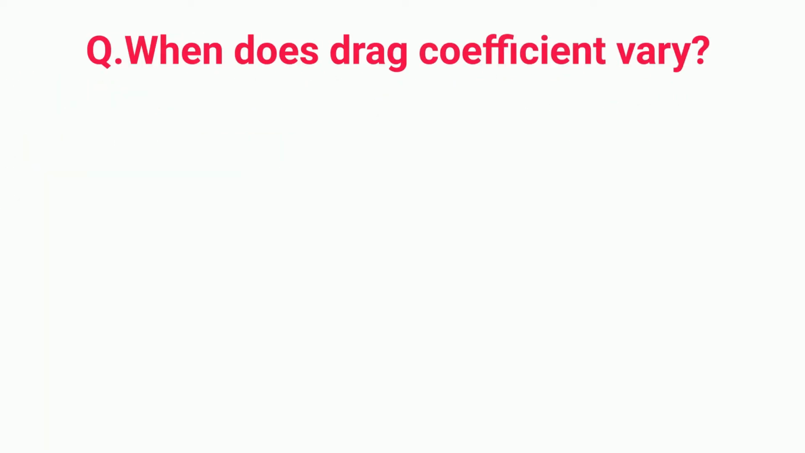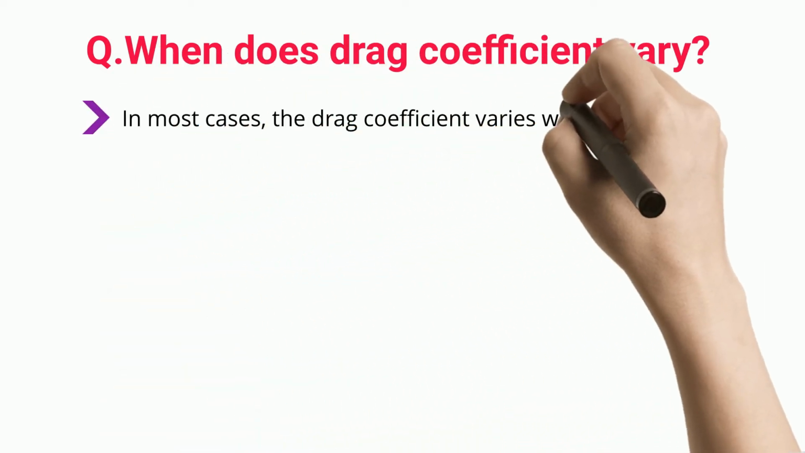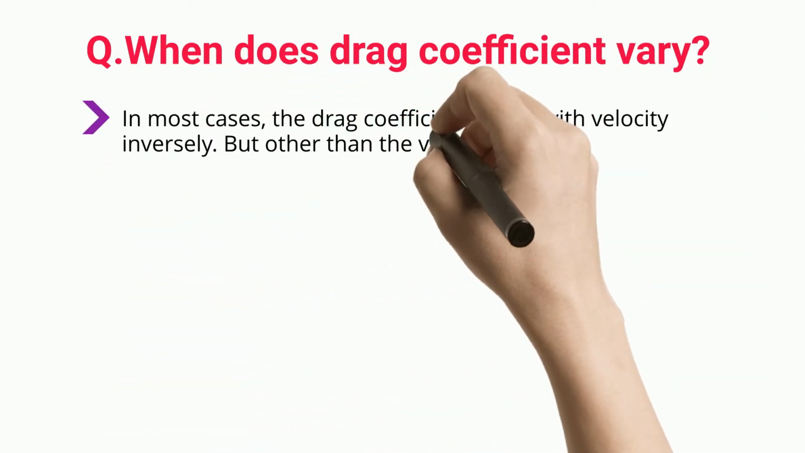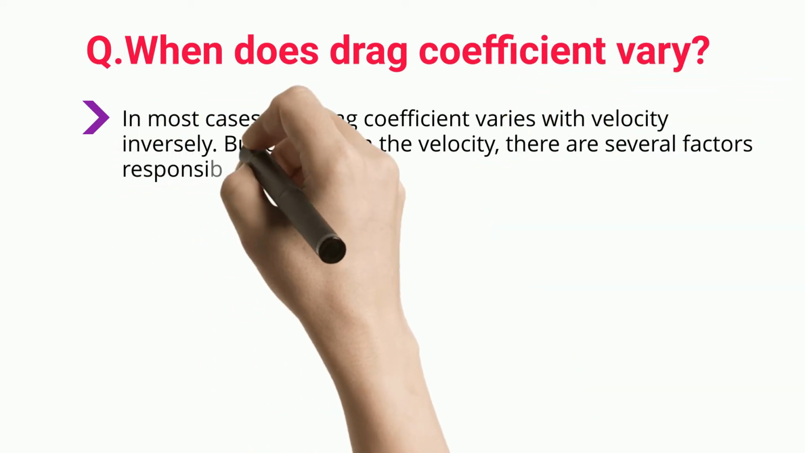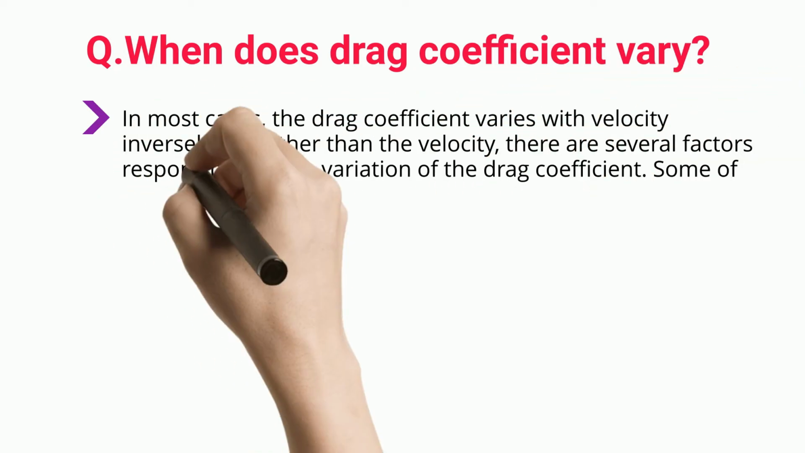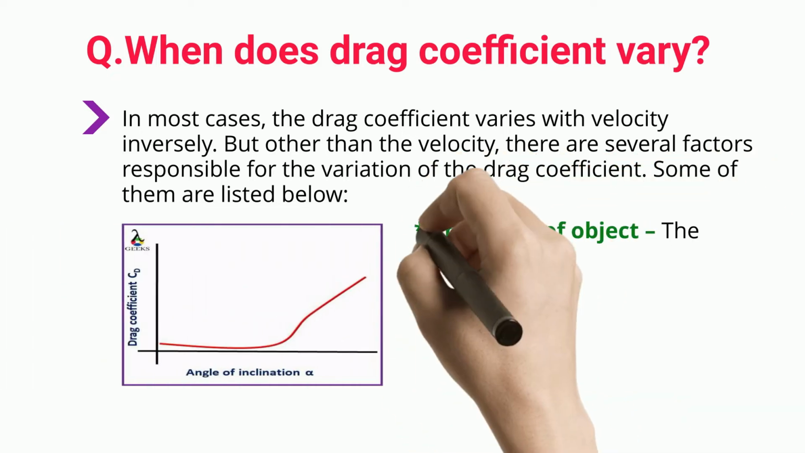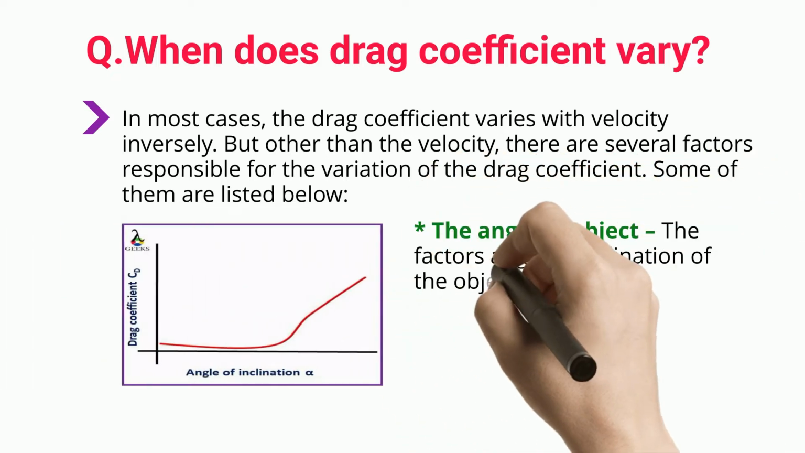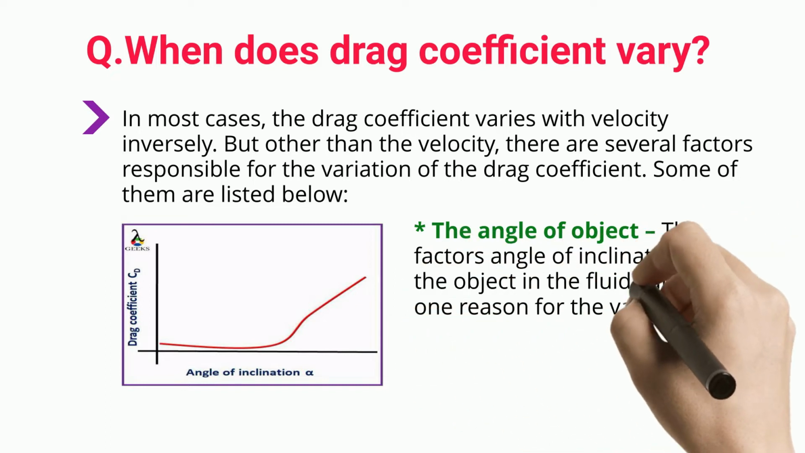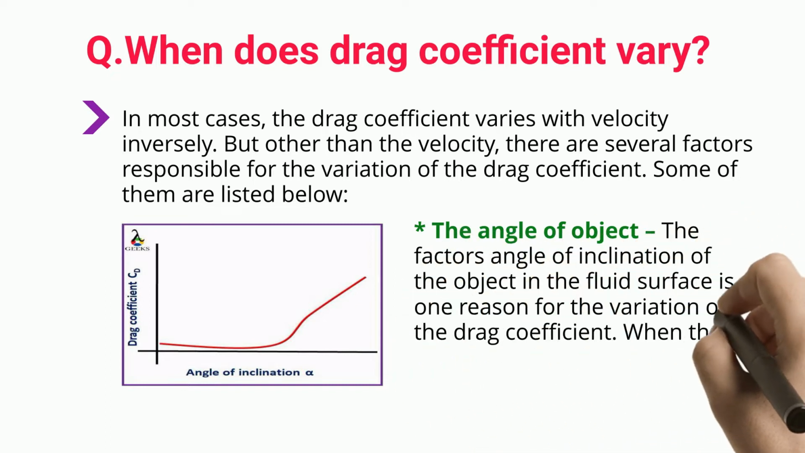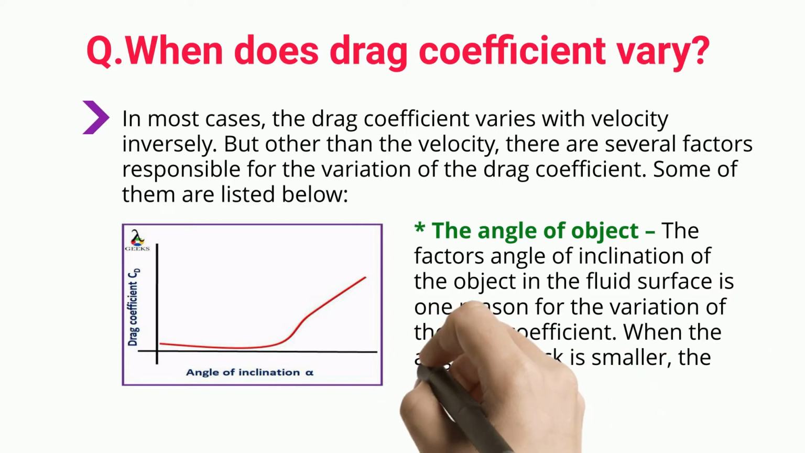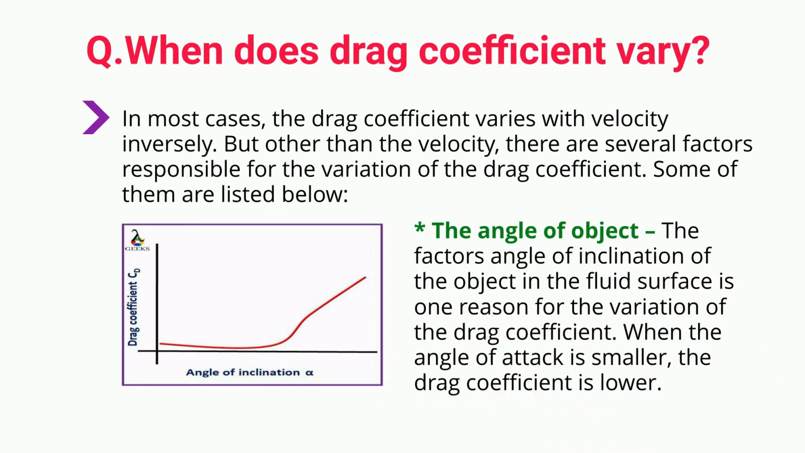When does drag coefficient vary? In most cases, the drag coefficient varies with velocity inversely. But other than the velocity, there are several factors responsible for the variation of the drag coefficient. Some of them are listed below. The angle of the object: the angle of inclination of the object in the fluid is one reason for the variation of the drag coefficient.